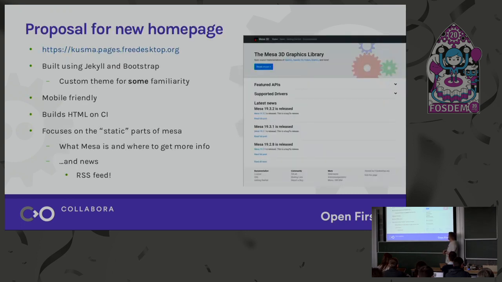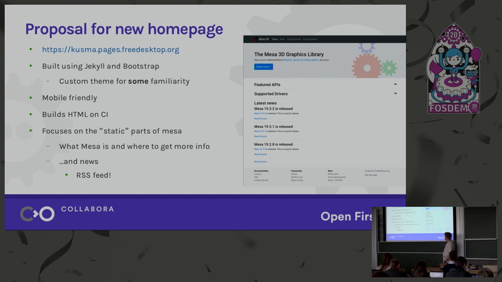So here's my proposal for a new homepage. I've built this site. This is kind of what it looks like. It's not a fantastic website, but it's what I was able to clobber together. It's built using Jekyll and Bootstrap, and I made a custom theme, so it's not using any of the built-in themes, because I wanted a little bit of familiarity with the old website, so you recognize that you're at the Mesa website. So the little gears in the corner there, and a dark header with a white background.